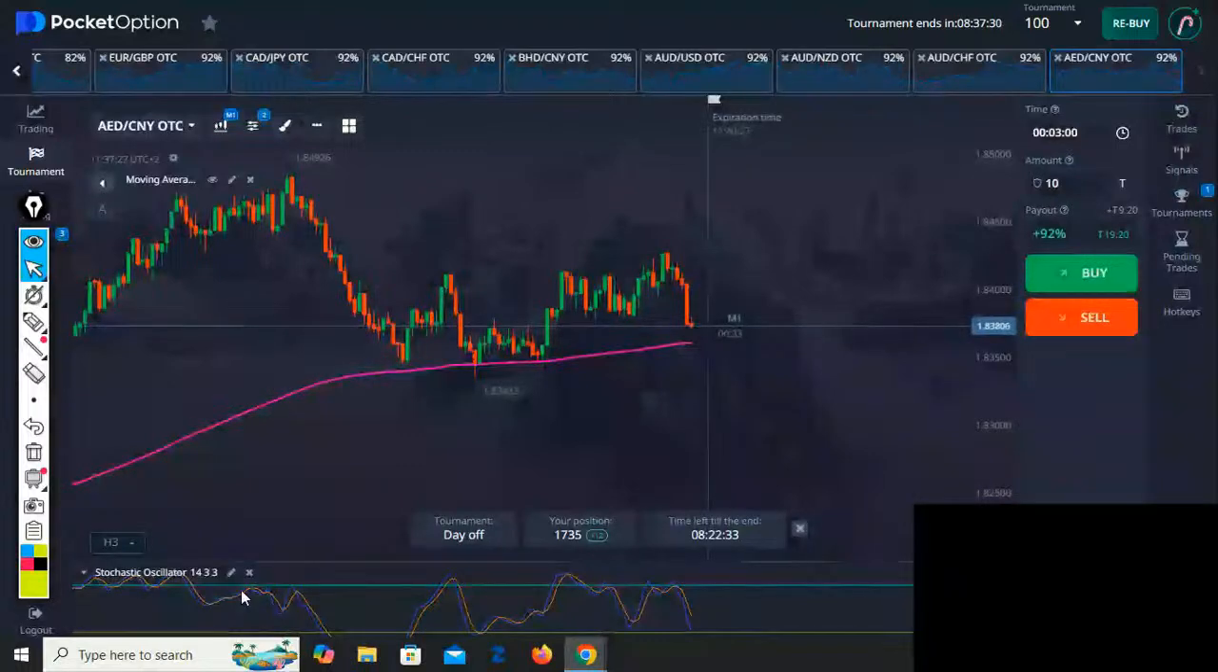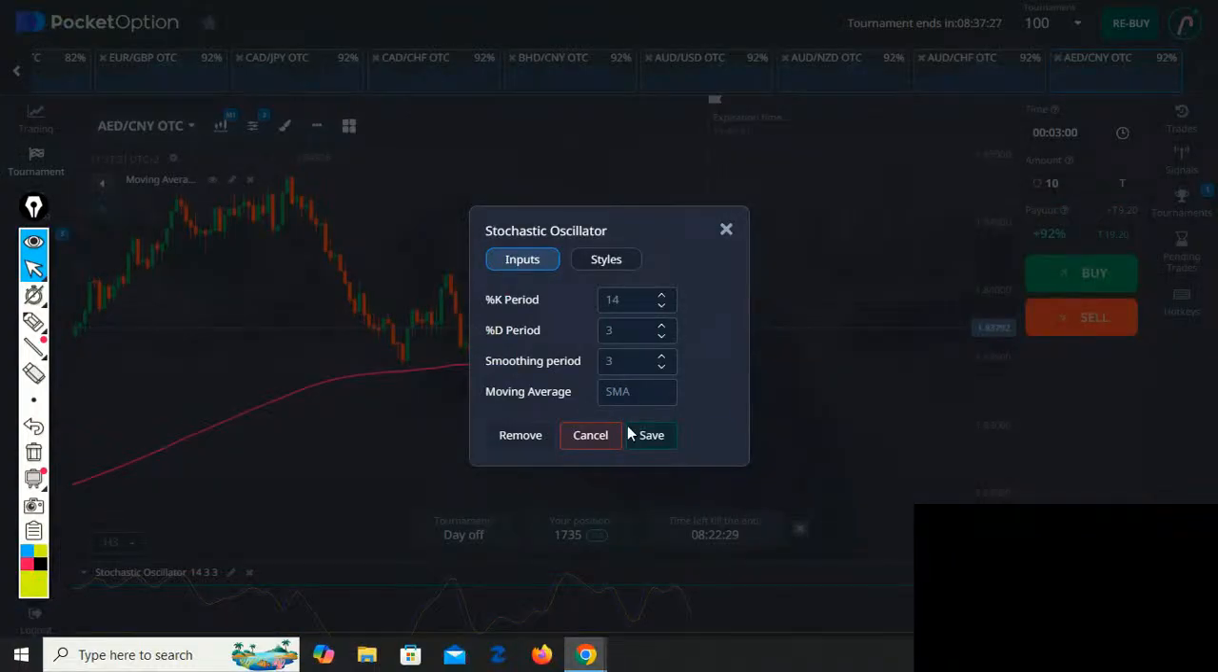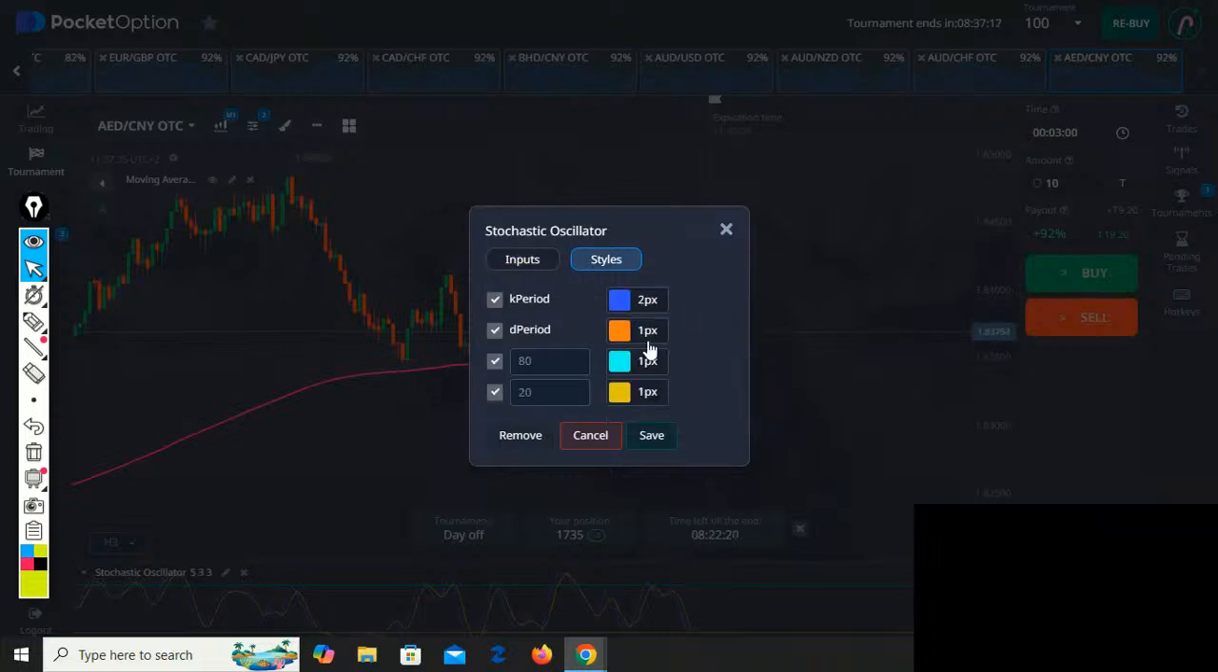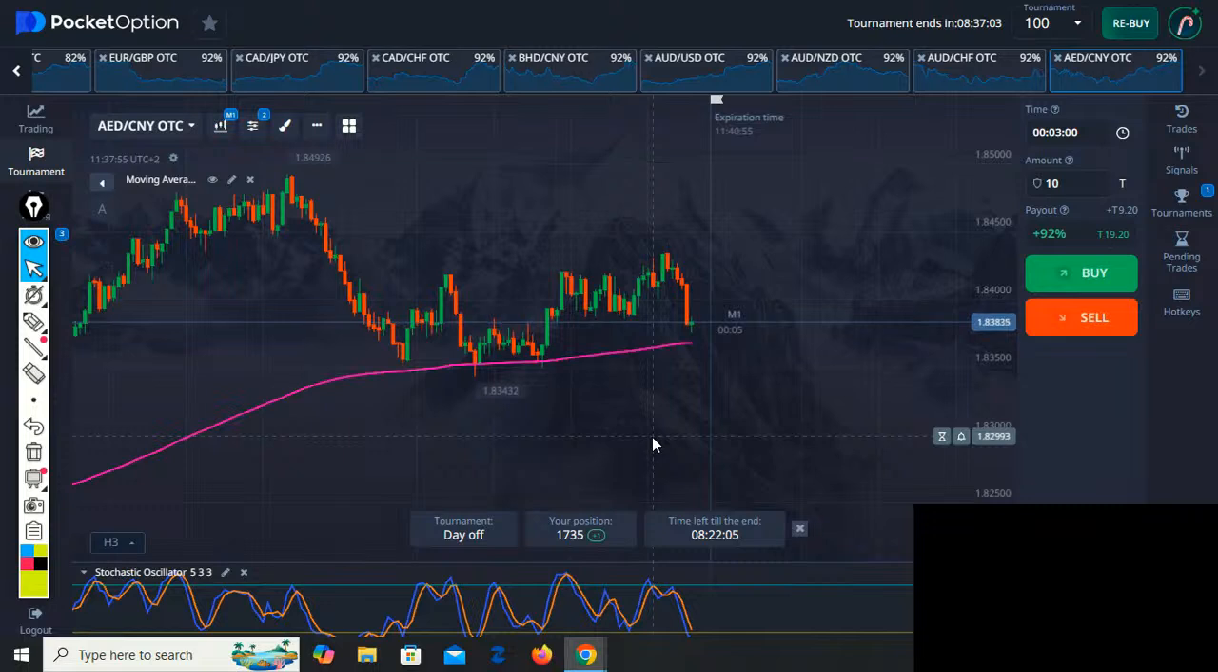You go to the bottom of the screen, you have the stochastic oscillator. You click on the pen. We only need to change the K period here to 5. You go to styles. I prefer to make the blue and the orange line thicker. You leave the levels here at 80 and 20. This is the overbought and this is the oversold level. We keep them the same and you click save.